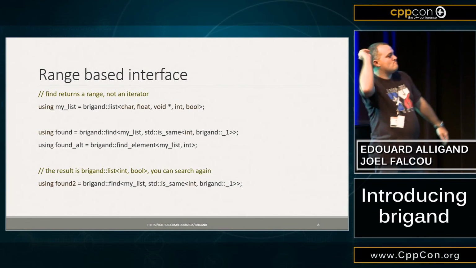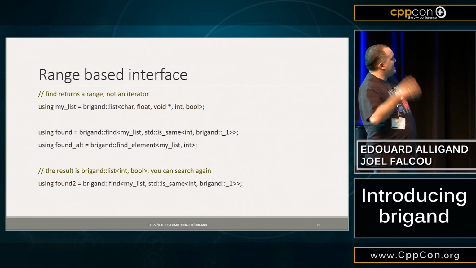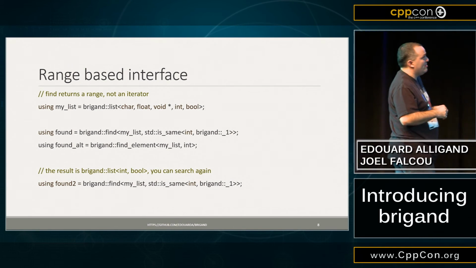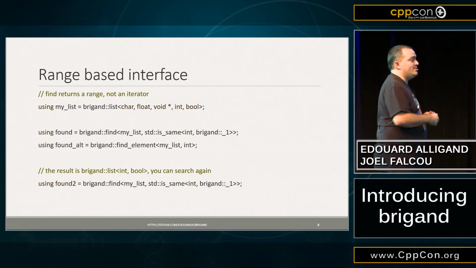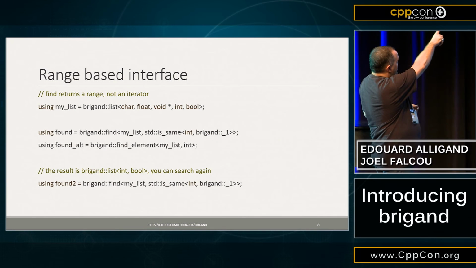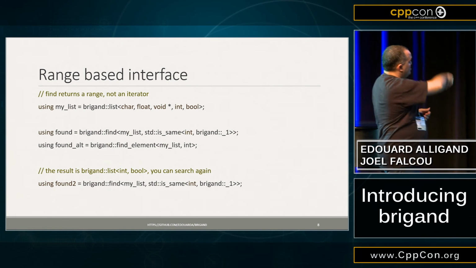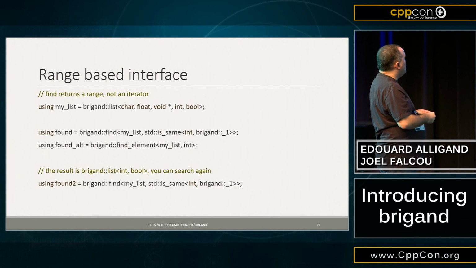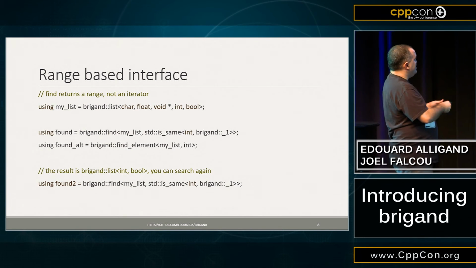My remote doesn't work. And as I say, we have this range-based interface. We shamelessly took from what Andrei Alexandrescu said about D. So let's say you have this Brigand list of stuff, and you want to find the first int inside that. So you basically get that.